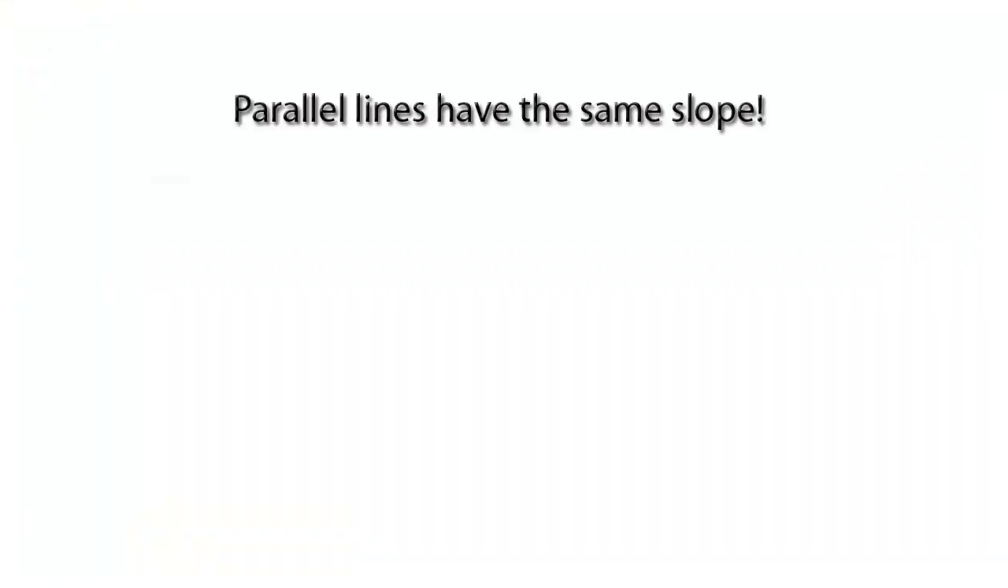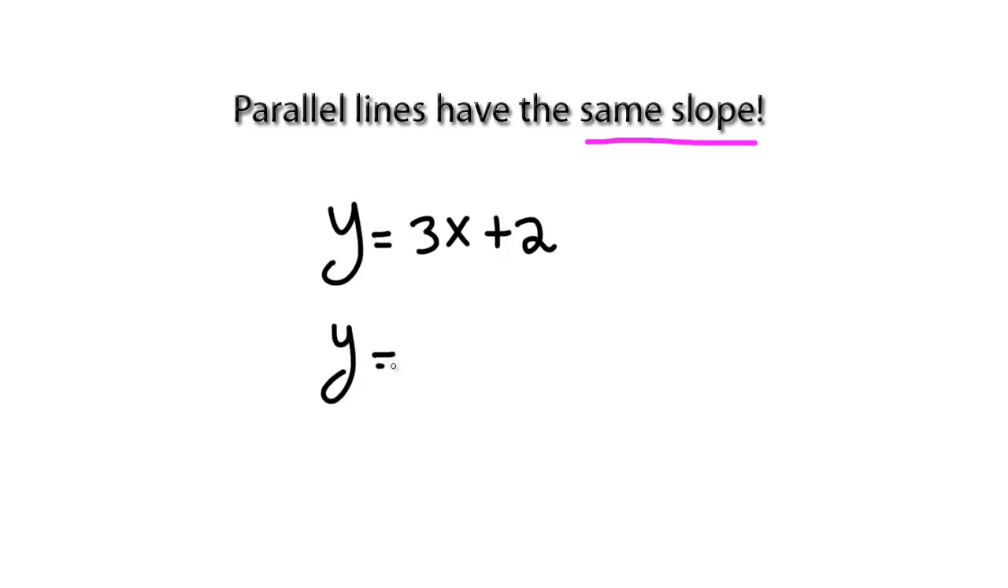Hi everyone, for this lesson we'll take a look at parallel lines. And we know that parallel lines have the same slope. Okay, what does that mean? Well, let's say we have these two equations. Let's say we have y equals 3x plus 2 and y equals 3x minus 4.